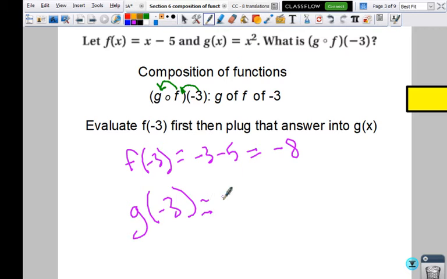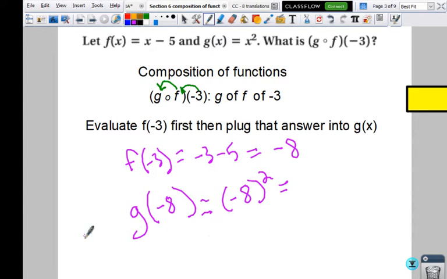So g of x is x squared, here we go, negative 3 squared, which is, oh no, what did I do with negative 3? What am I doing? Sorry, negative 8, not negative 3. We did negative 3 last time. There we go.